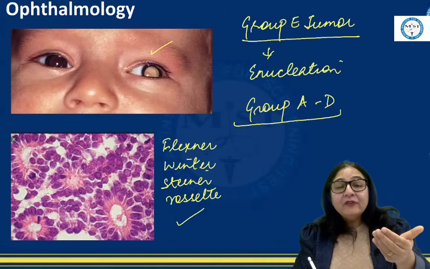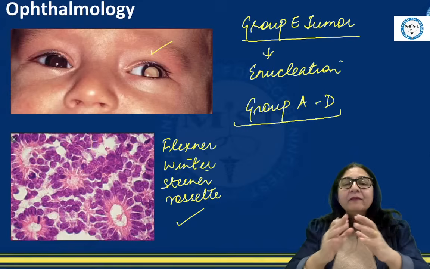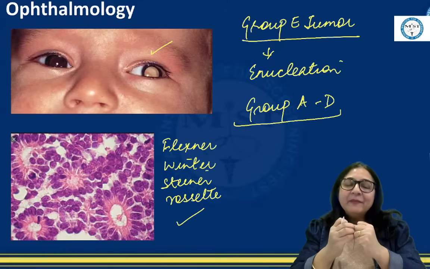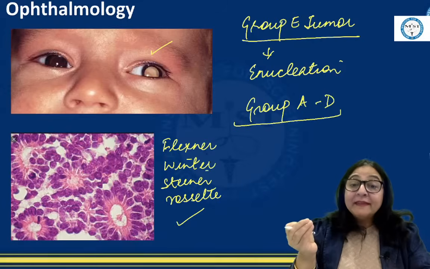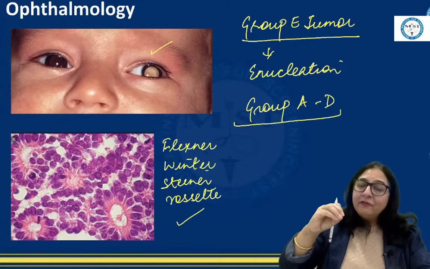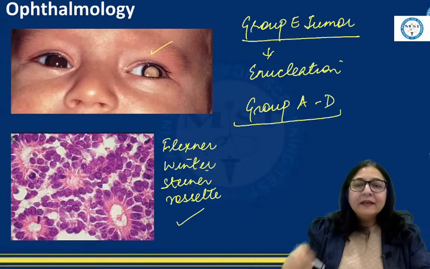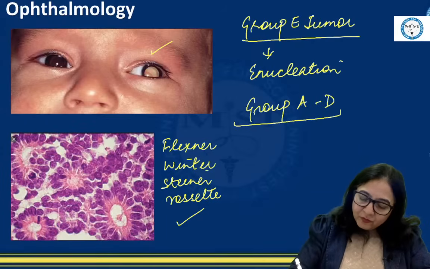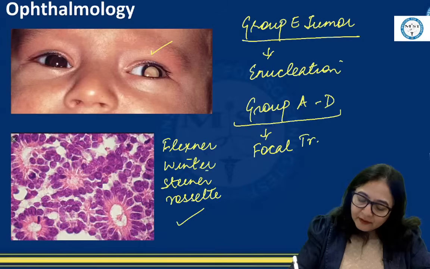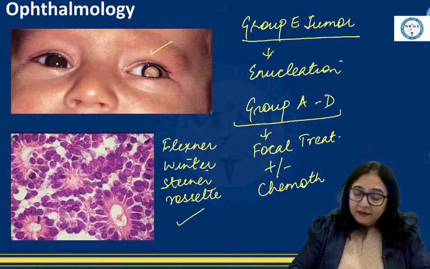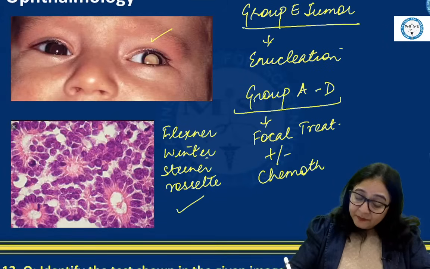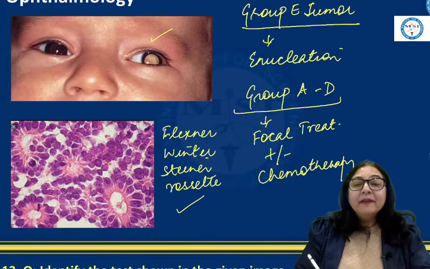It can be focal treatment plus cryotherapy. When the tumor is bigger, you reduce it by giving chemotherapy, which is known as chemoreduction, and then you can give focal therapy, which can be laser or cryotherapy or brachytherapy or thermotherapy. Okay, so for group A to D tumors, focal treatment plus or minus chemotherapy, depending upon whether it is type C or type D, they require chemotherapy as well. Okay, right?